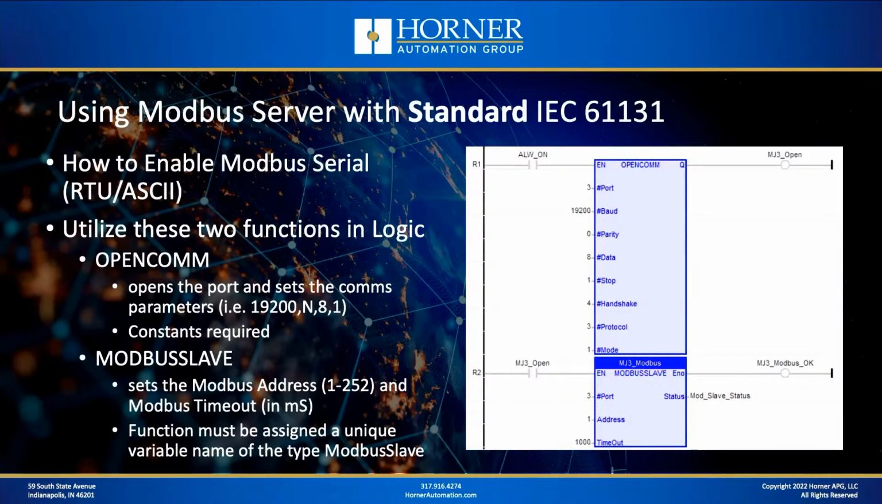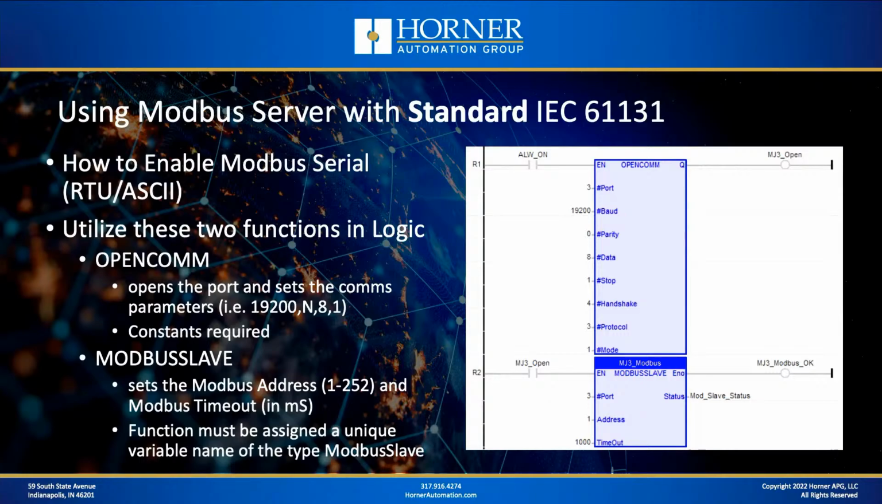And you need to give it a unique name. In my application, I called it MJ3_Modbus, and I made sure that was a unique name that was not shared by any other variable. And I assigned it the type of Modbus slave. So not integer, real, double integer, but go further down the list and select Modbus slave.